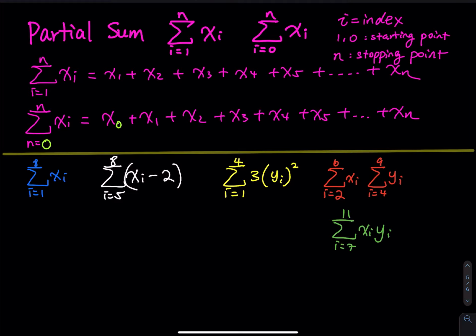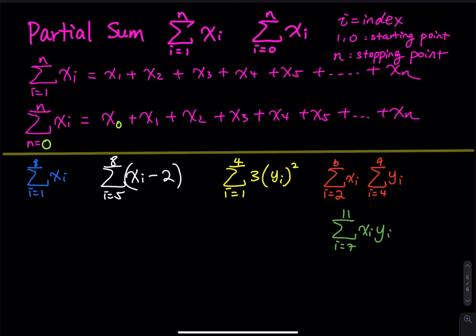A partial sum has an index, a starting point, and a stopping point, other than the summation symbol and the x. So the correct way to read the first one is the summation of xi, i goes from 1 to n. The second one is the summation of xi, i goes from 0 to n. What's the difference between 1 and 0? So i equals 1 means the first term starts at x1. i equals 0 means the first term starts at i equals 0.